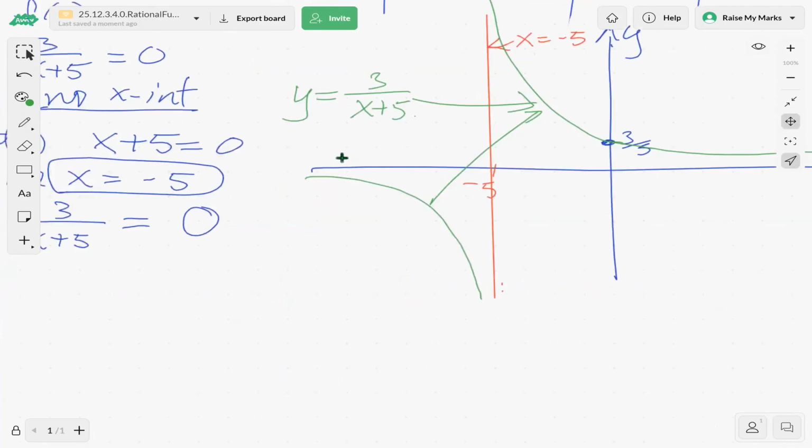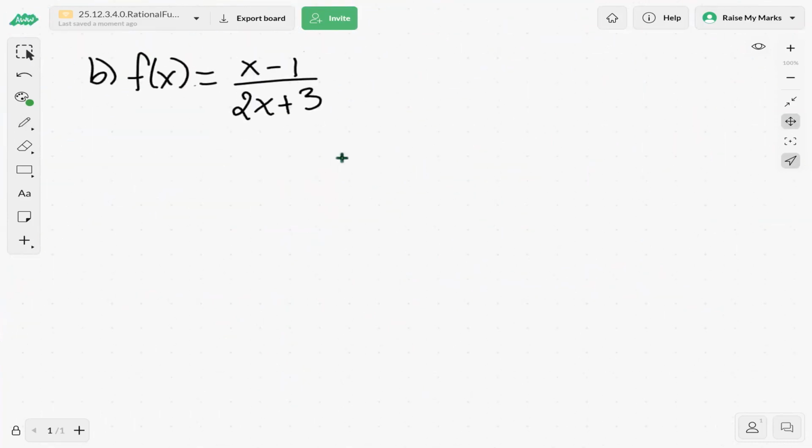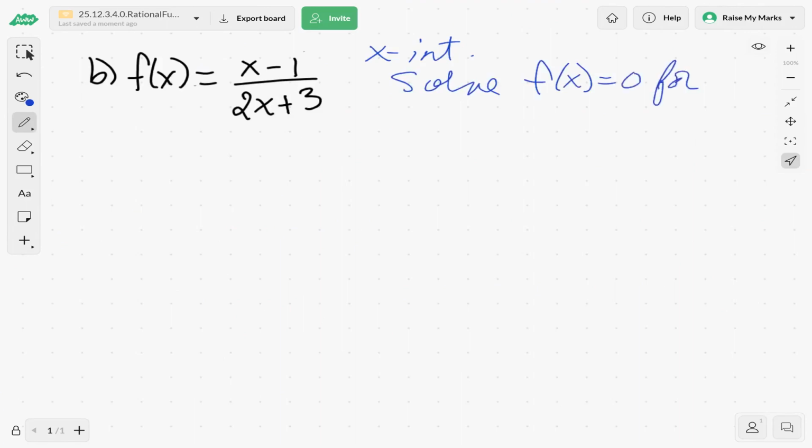Okay, so let's look at the next one. What do we have here? I think we have one more: f of x equals x minus 1 over 2x plus 3. Again, we need to go through that list of items that we require, like the x-intercept. So how do we find the x-intercept? We need to solve f of x equals 0 for x.